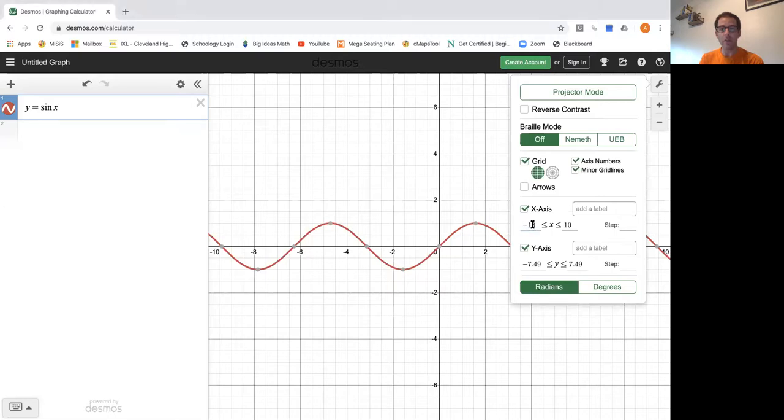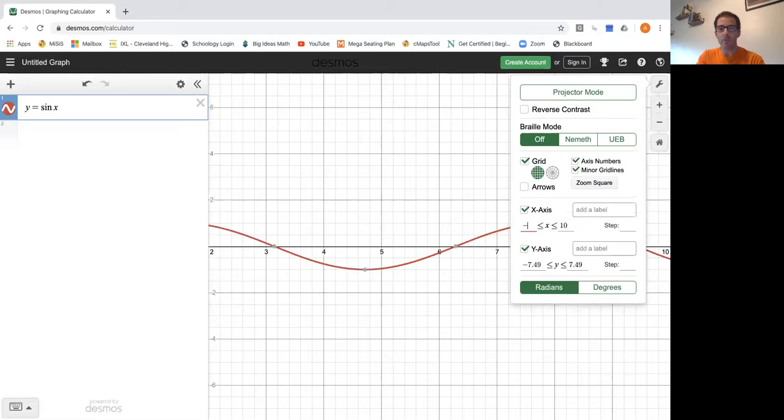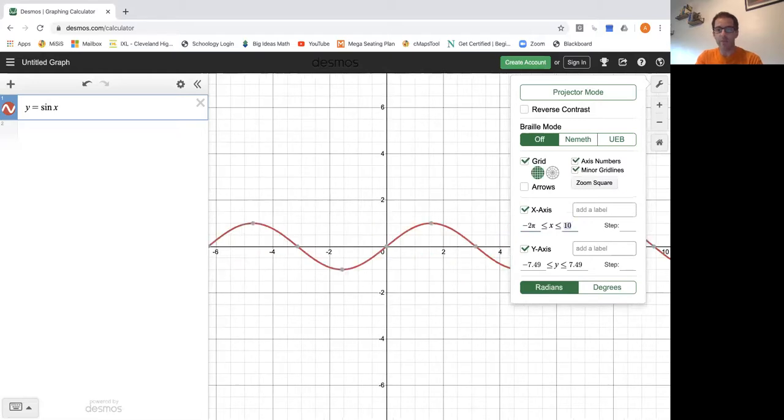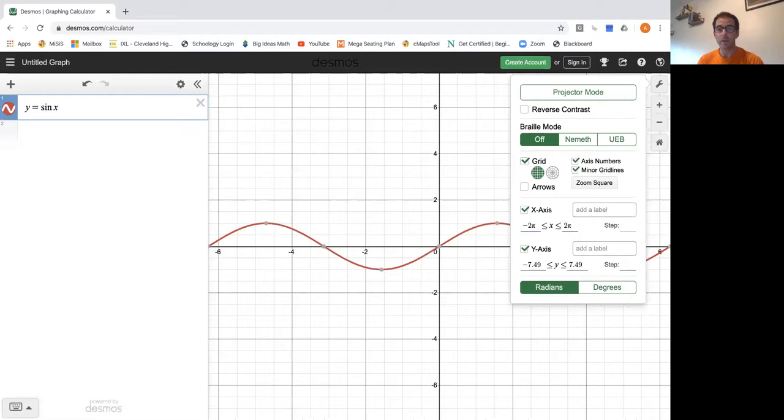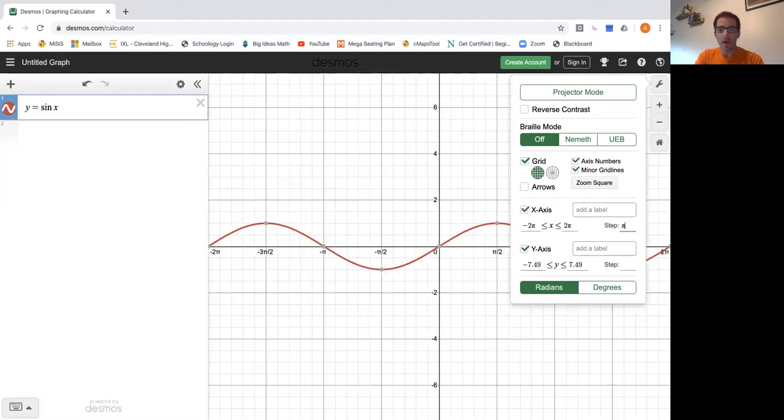Now let's do what I did in our first sine video. Let's graph from negative 2 pi, and you just have to type in pi on your keyboard to get pi, to 2 pi. Now, over here on the steps, do you remember what I made our boxes, our units on the x-axis or the theta axis? It was pi over 6. So I want you to type that in, pi over 6.